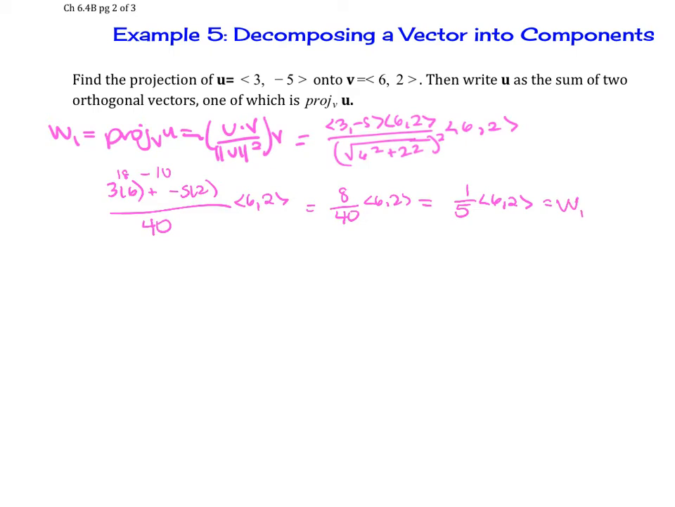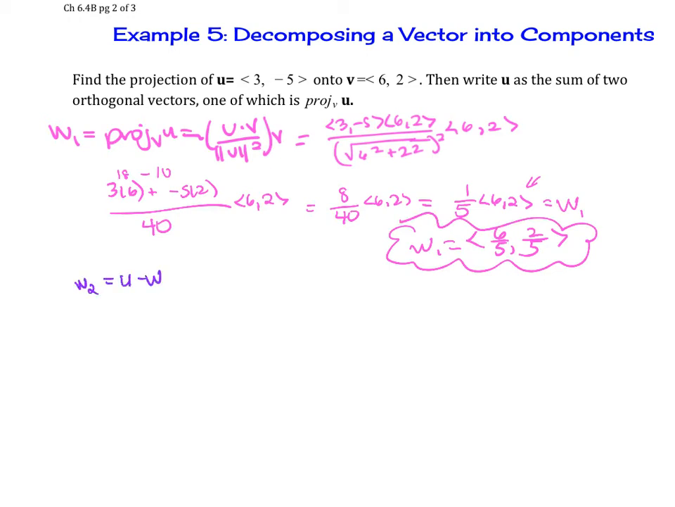And then the book will leave it like this. We could also multiply it through, and if we did, we would get 6 over 5 and 2 over 5. But I know WebAssign might just leave it in this form. So that's our w1. I'm going to leave it in this form for now. And then we need to find w2. So w2 is going to be u minus w1.